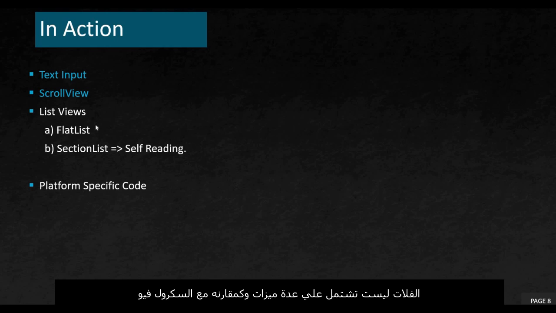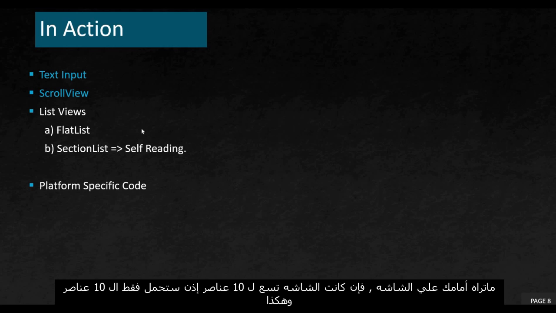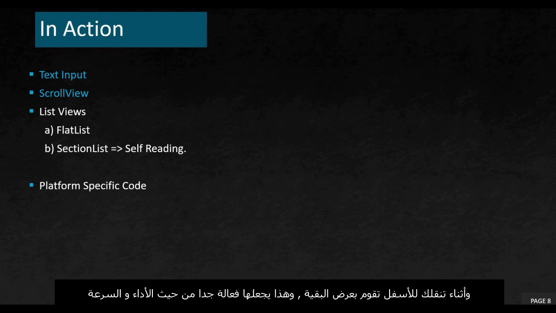FlatList exhibits many features compared to ScrollView. ScrollView renders the whole list at once. On the other hand, FlatList just renders the items that are presented right in front of you on the screen. If the screen is capable of presenting 10 items, FlatList just renders 10 items, and while you are scrolling down it renders the rest. That makes it tremendously effective in terms of performance.